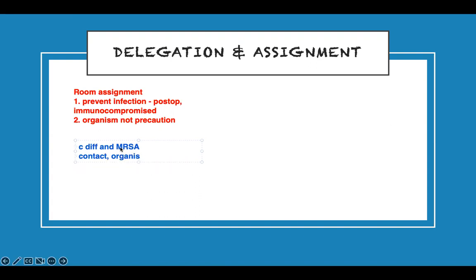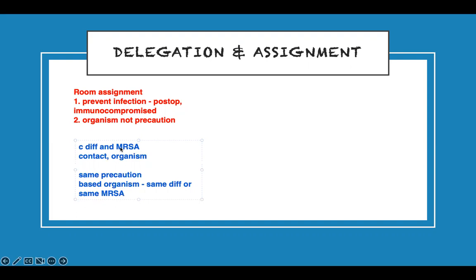So even though they have the same precaution, we are not basing it on that. We base it on organism. Organism has to be what? Same C. diff or same MRSA. That's all. You can have 2 precautions that are the same but the organism is different. Right? You can do that. So that is the key aspect of it.